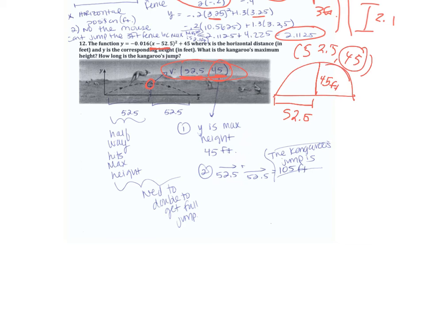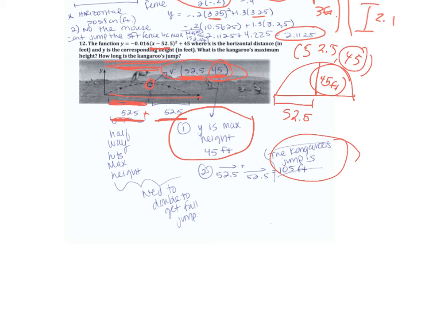and you know y is also the height. So the kangaroo jumped 45 feet in the air, and then how long is the kangaroo's jump? That's a little harder. Well, look at it. If the x-coordinate of the vertex is 52.5, at the halfway point, the kangaroo's jumped 52.5 feet out, then you have to double it. And when you double it to get the full distance, you end up with 105 feet.